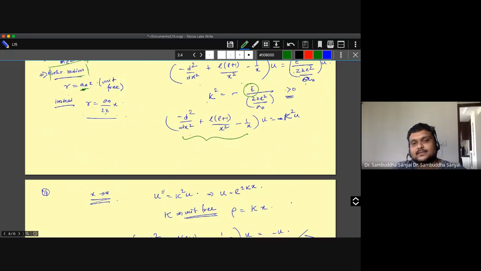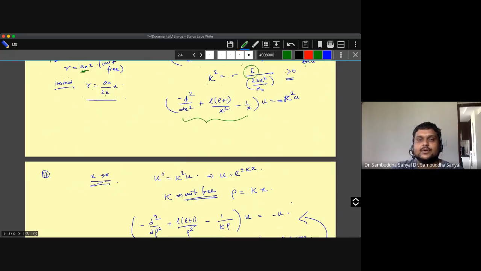Now there are some more simplifications we can do, because we already discussed the x going to infinity limit. Now x is my new distance in the unit-free scale. So in the x going to infinity limit, this equation will become just u double prime equal to kappa square u. So this has an exponentially decaying solution, which is of course what I expect from a bound state.